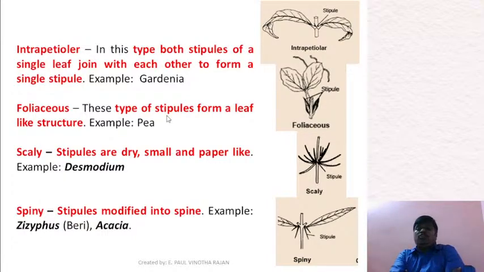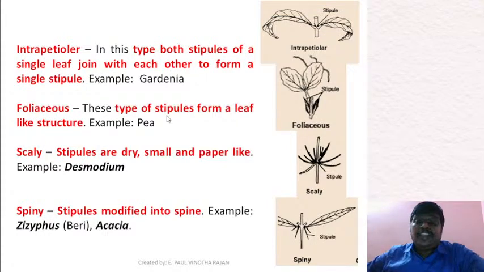This is called intrapetiolar. Intra means within the petiole. The petiole is the stalk of the leaf. Within the petiole, the stipules are present. That is called intrapetiolar stipules.